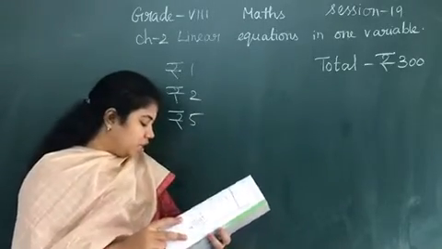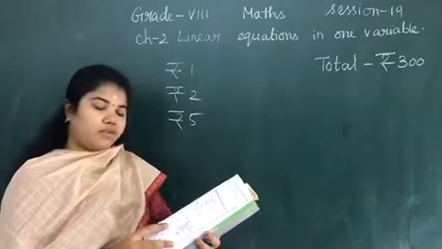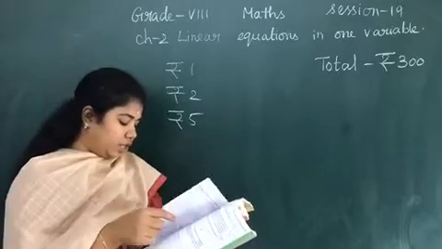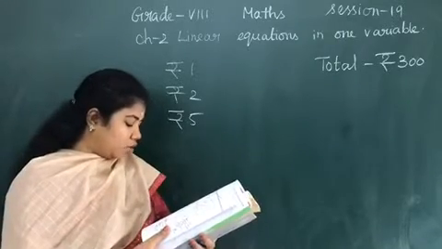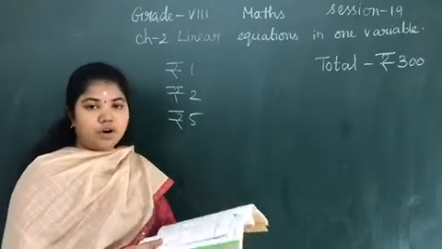Now, the number of rupees 2 coins is 3 times the number of rupees 5 coins. The total number of coins is 160. This is the question given. How many coins of each denomination are with me?